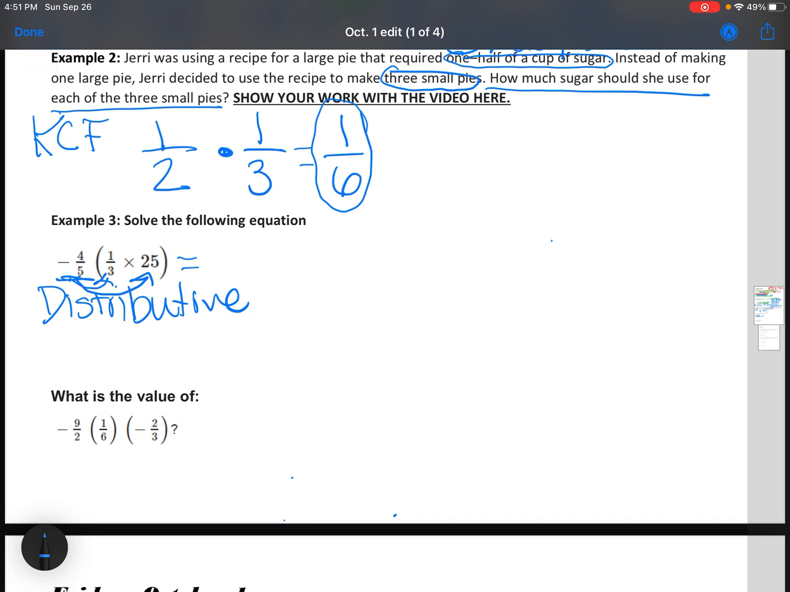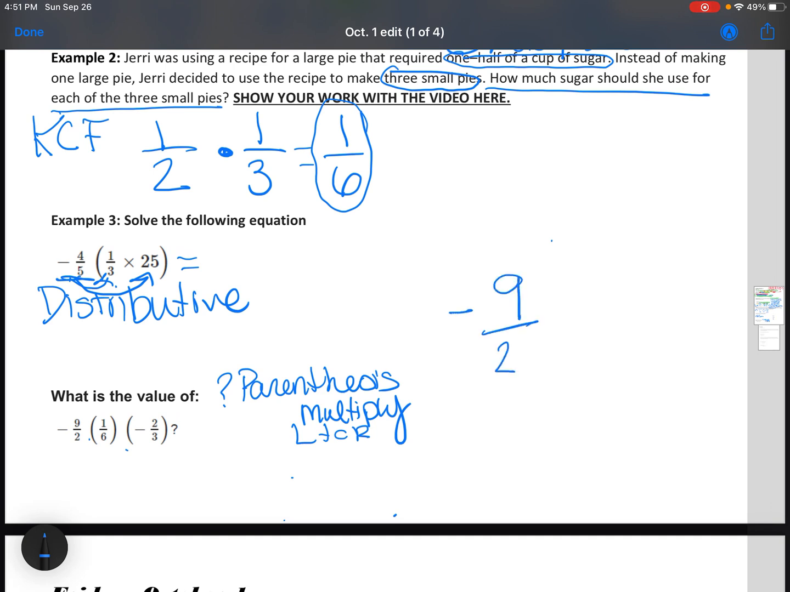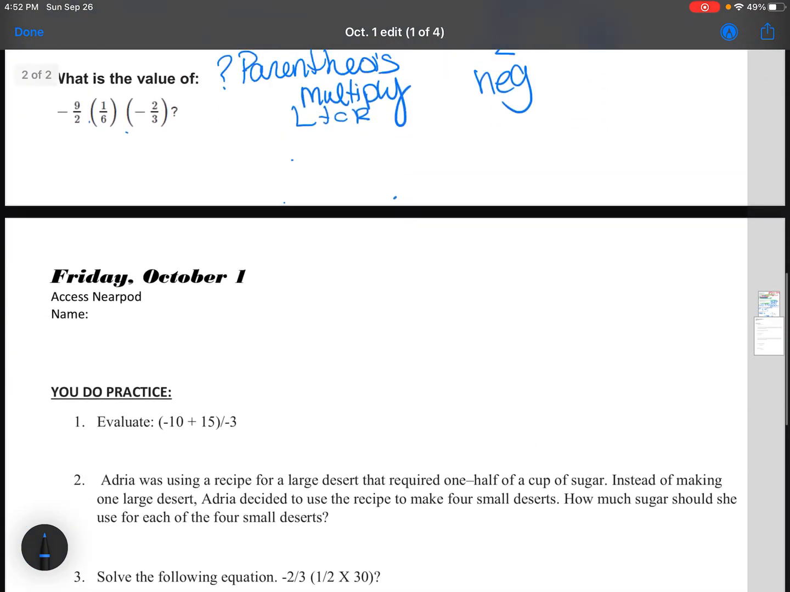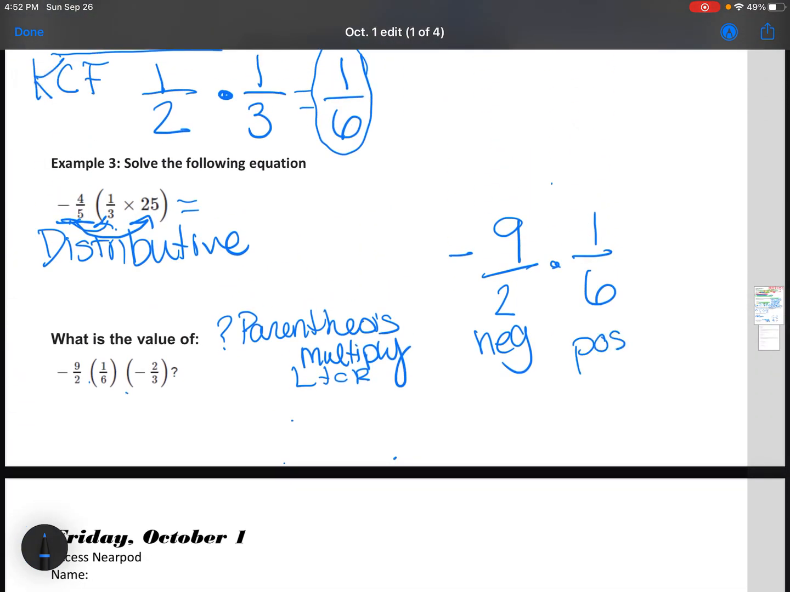On this problem, it is parentheses, parentheses. What does parentheses mean? Parentheses means to multiply. So we're going to go from left to right and multiply. So I have -9/2 times 1/6. When I'm multiplying fractions, I still have to use my properties. So I have a negative and a positive. So my answer should be negative.